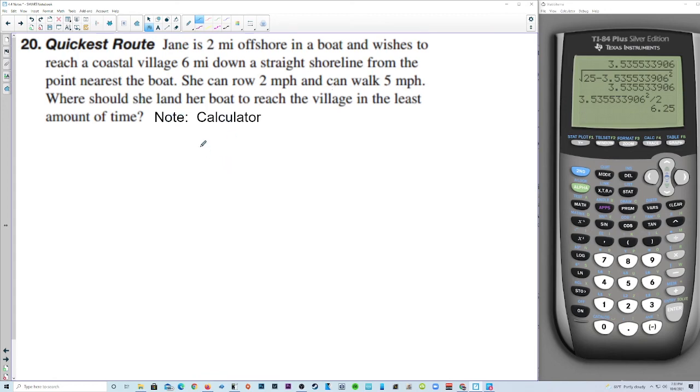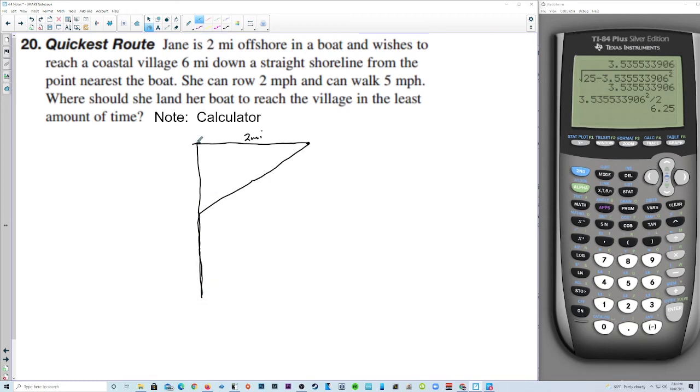And note, we're going to have to use a calculator. So here is the beach. Here is the boat right there. So the boat's this far. How far off? 2 miles offshore, so 2 miles. And then she can row 2 miles per hour and walk 5. So how far will she have to go here? This will be the distance she's going to row, and then she's going to walk the rest of the distance.